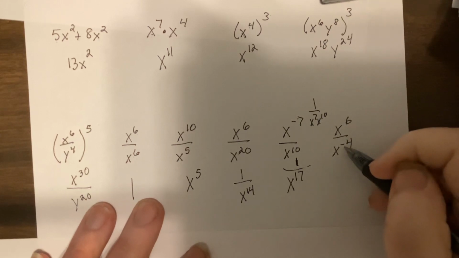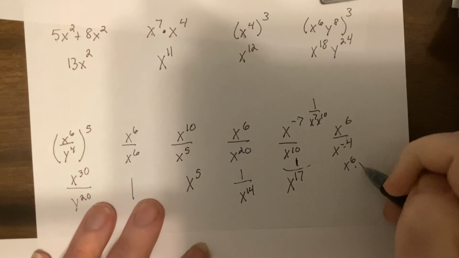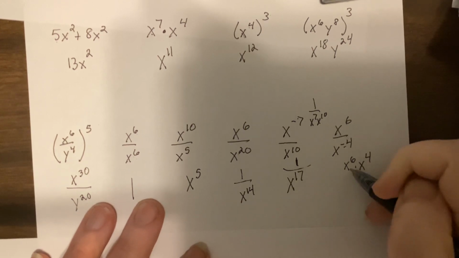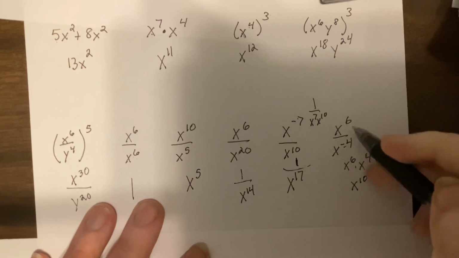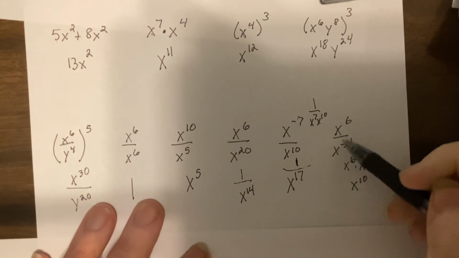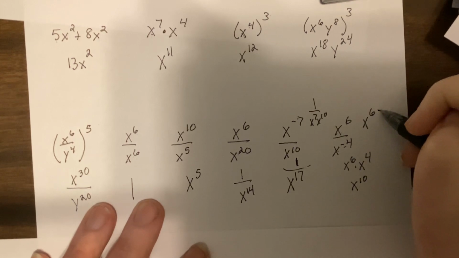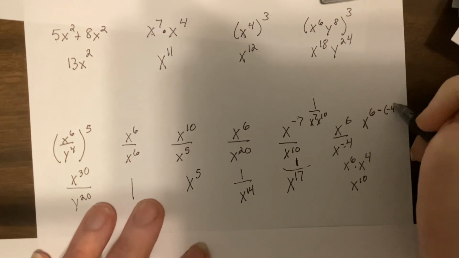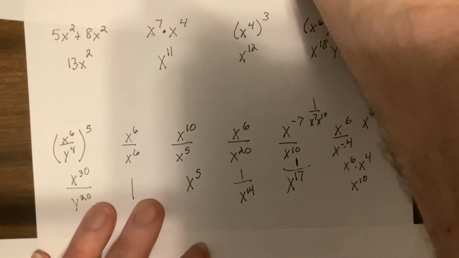This one, need to move this on up. We like to move it. You like to move it. So multiply two things with the same base, you add. Now, you could say, wait a minute, when you're dividing, you subtract. So we could do it this way. It'd be x to the 6th minus negative 4. Either way is fine. How are we doing?